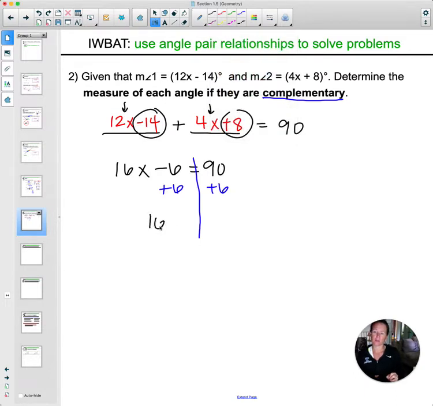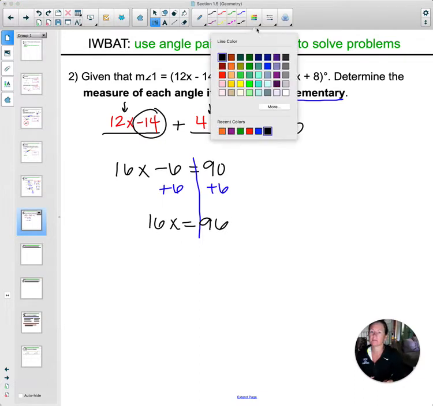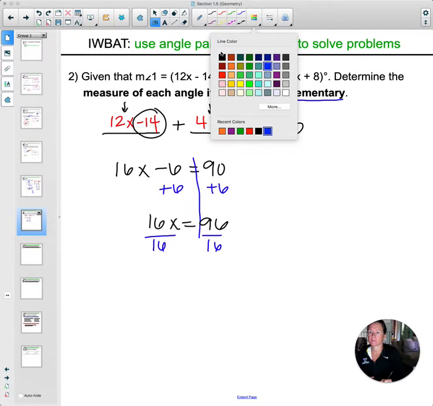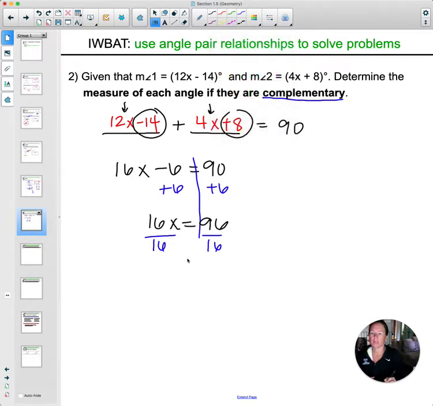So then we end up with 16x equals 96. Then you can do 96 divided by 16, so divide 16 to both sides, and you get x equals 6. And then just be careful because it did say that it wants us to find the measure of each angle. So you need to go ahead and plug into each of those angles.